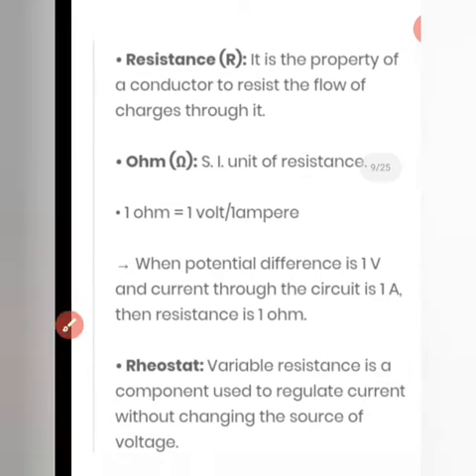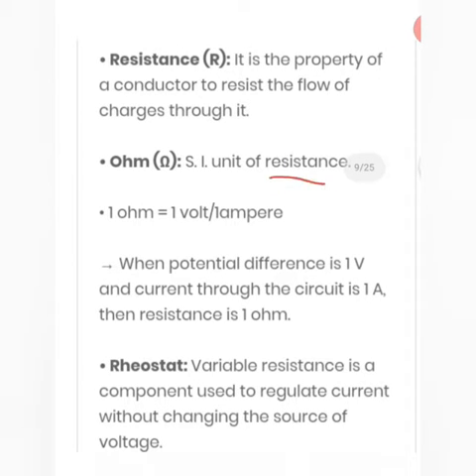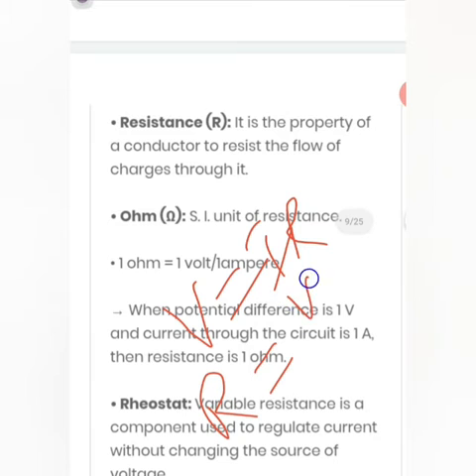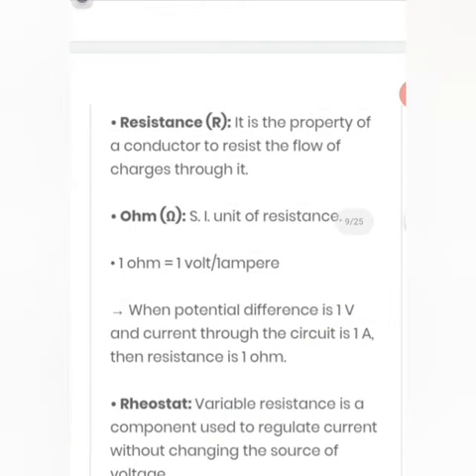Next, the SI unit of resistance is ohm. Its symbol is written here like this. 1 ohm is equal to 1 volt upon 1 ampere. Meaning, we know V is equal to IR, and if we write R is equal to V by I, then according to units, the unit of V is volt and the unit of current is ampere, so it will be ohm. Meaning 1 ohm is equal to 1 volt upon 1 ampere.